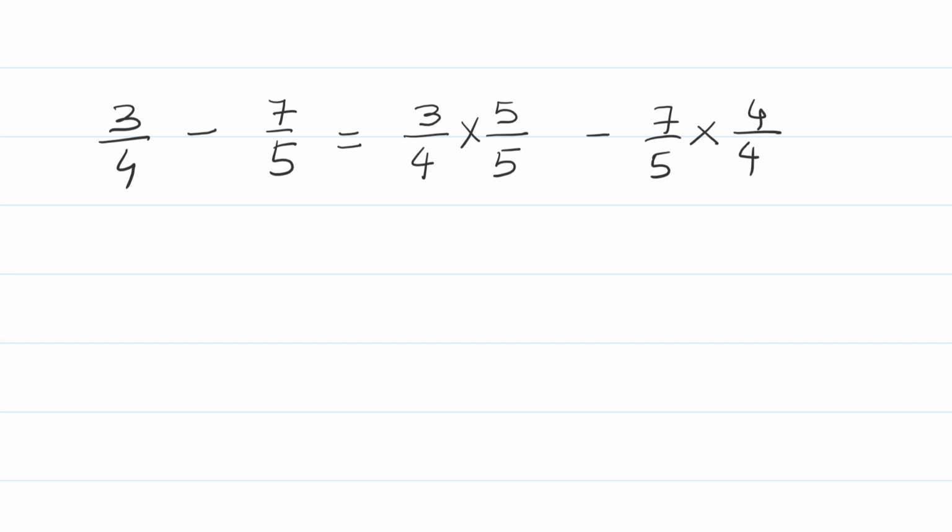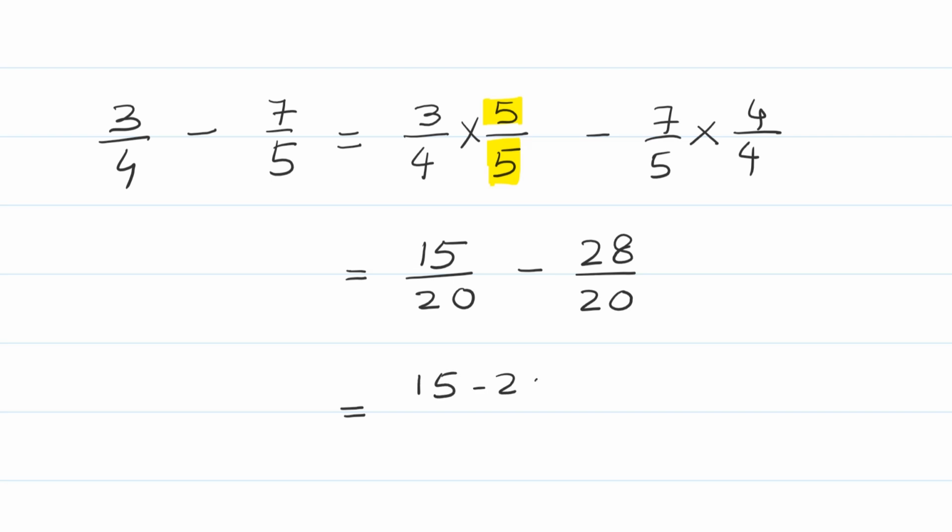Multiplication and division are equal and opposite. So multiply first number by 5 and divide by 5. Value remains same, but base is different. Numerator is 15 and denominator is 20. Second, 7 into 4, 28 upon 20, which is equivalent to 15 minus 28 upon 20.